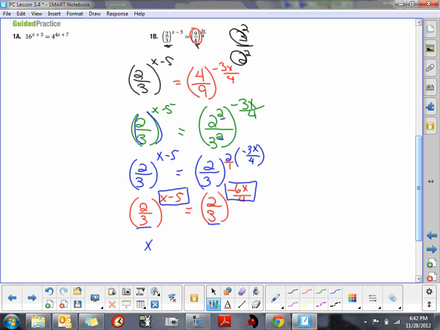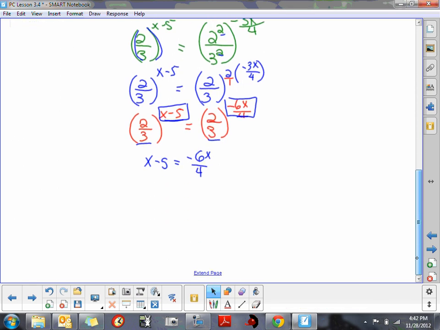So we have x minus 5. We can reduce this to a simpler idea. If the bases are the same, the exponents have to be the same. Therefore, the x minus 5, that exponent, has to be the same as a negative 6x over 4. And we're going to solve this resulting linear equation.